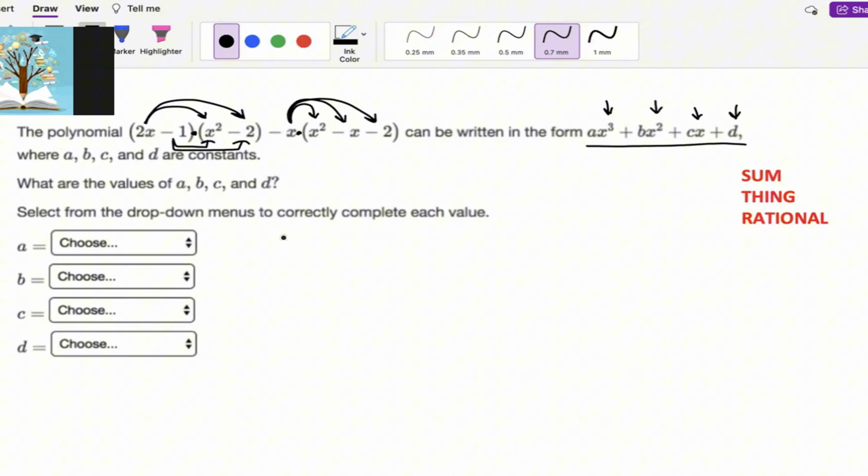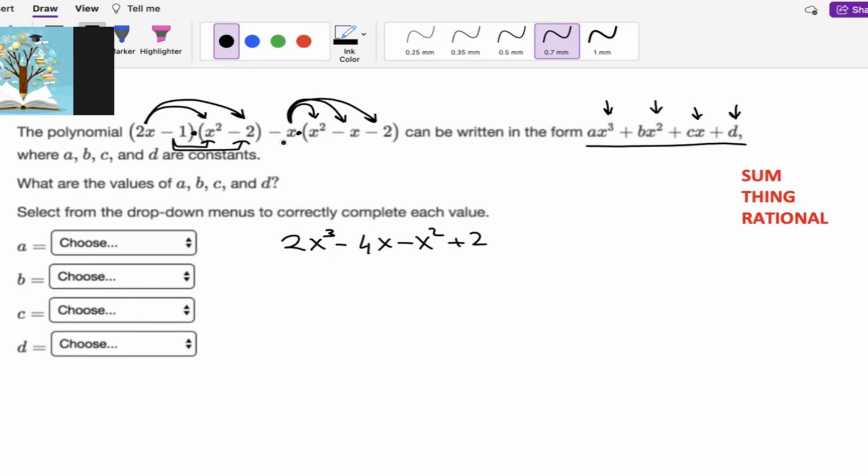2x times x squared, which is 2x cubed. 2x times negative 2, which is negative 4x. And then negative 1 times x squared is negative x squared. And then negative 1 times negative 2, as you see, is plus 2. We are done with the first distribution.